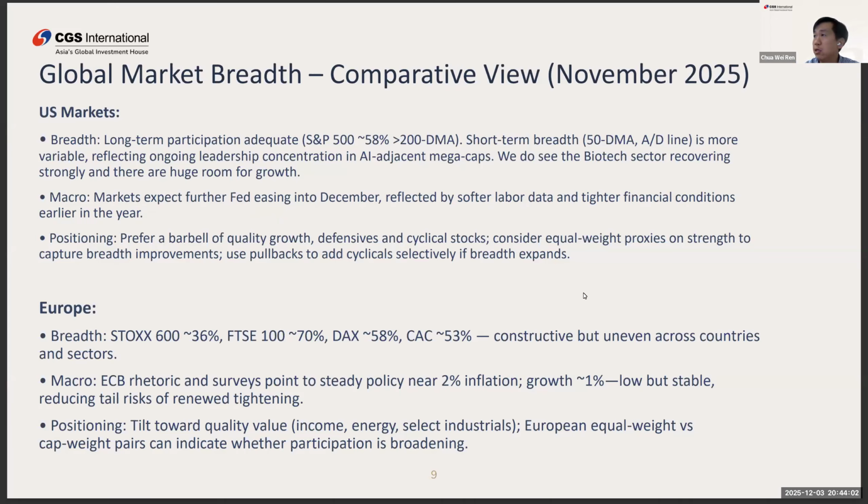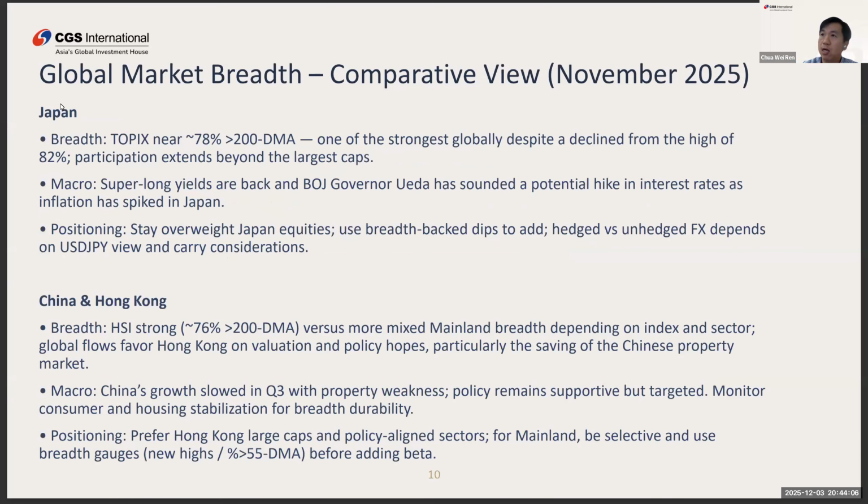Okay, so we look at the breadth. Japan, I think, is still strong despite the recent spat between Japan and China over the Taiwan issue. But I think Topix and Nikkei still display very strong leadership on this as well.